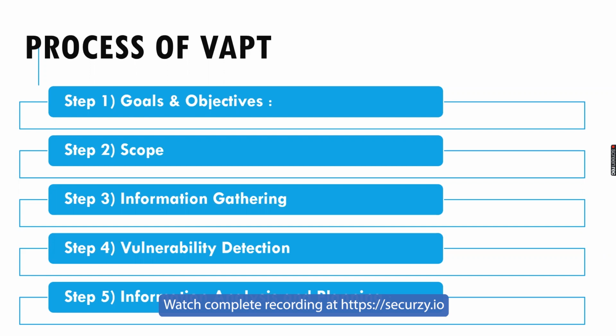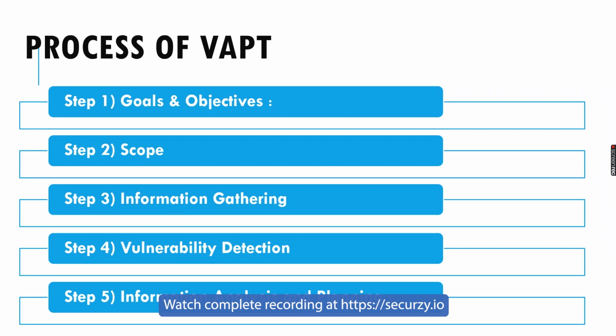Now, step 4, that is vulnerability detection. In this process, you will use some vulnerability scanners that scan the IT environment and identify the vulnerabilities. Basically, you will use some developed tools for your vulnerability scanning, like Nessus and Acunetix. So these are the vulnerability scanners. What you have to do in these tools is just give your targets, and it will simply scan your target and give you a report of your vulnerability scanning.